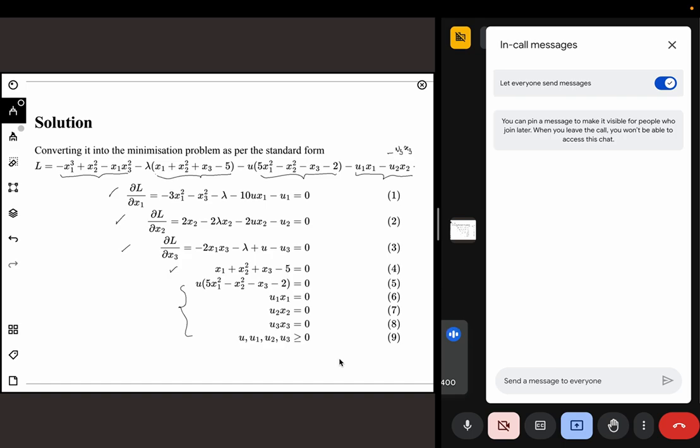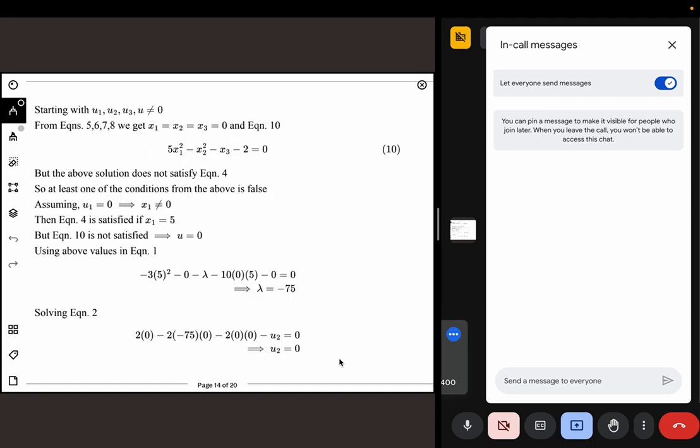Essentially, the number of equations and unknowns should be equal. So you have 4 plus 3, 7 equations and 7 unknowns. So you have to solve all of these equations simultaneously. That is a bit tedious, but you will be able to do it.